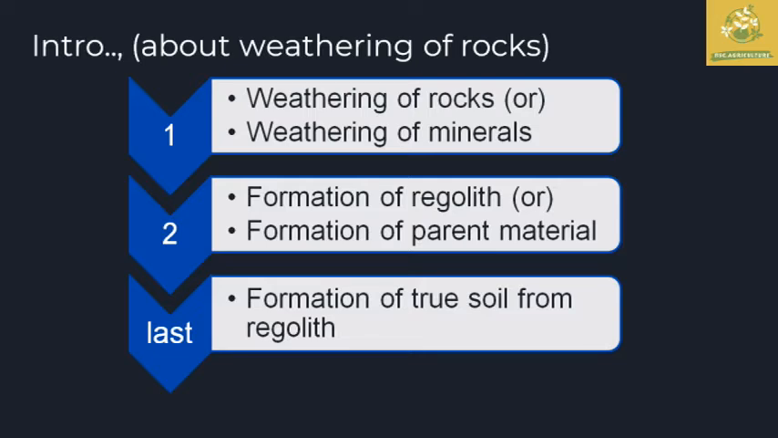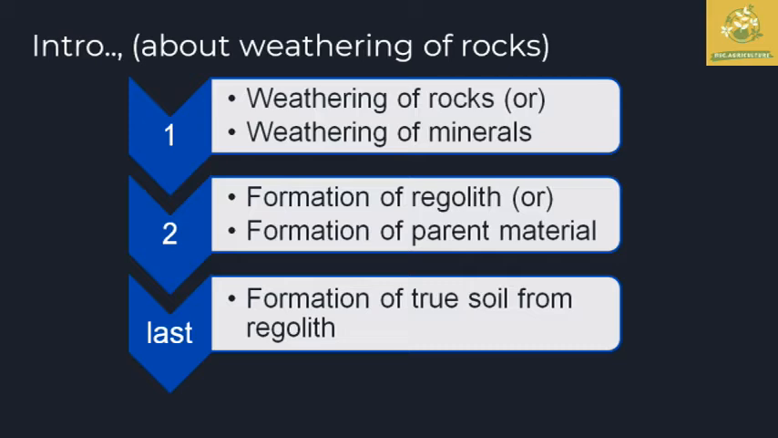While seeing about weathering of rocks, the first step is that the rocks or minerals first need to be weathered by the environmental factors, and then at the second step, the rocks or minerals are formed into regolith or else the parent material, which is the basic material for the formation of true soil from regolith. So it is the last step.